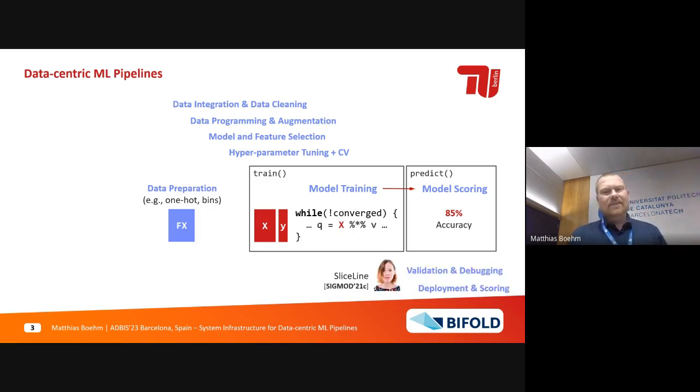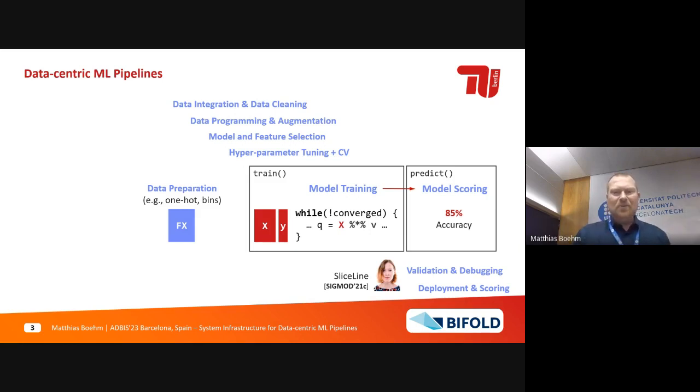On the other side of the spectrum, we have additional data science tasks for data and model validation, as well as explainability and debugging. In our group, this entire spectrum spans what we call a data-centric ML pipeline. The main premise there is that creating a high-quality data set is often way more important than small algorithmic differences in the models that we are training.